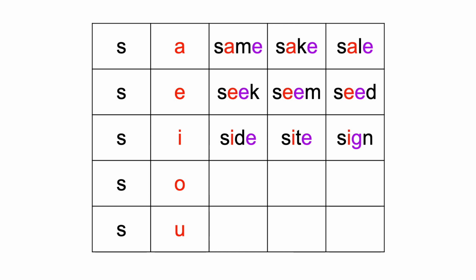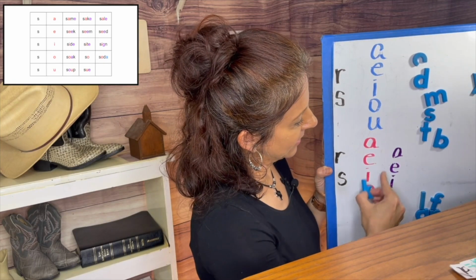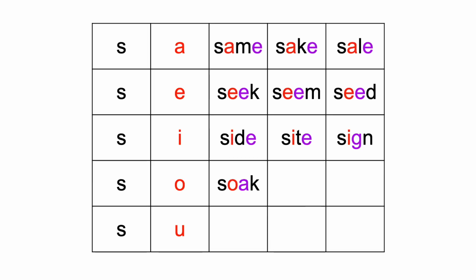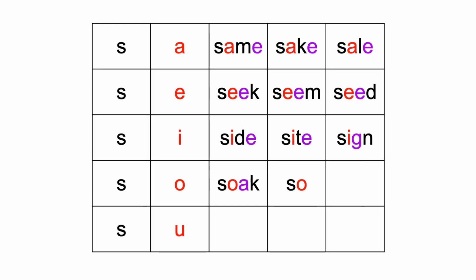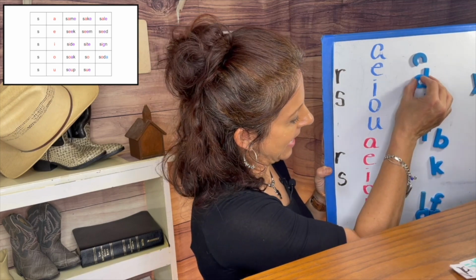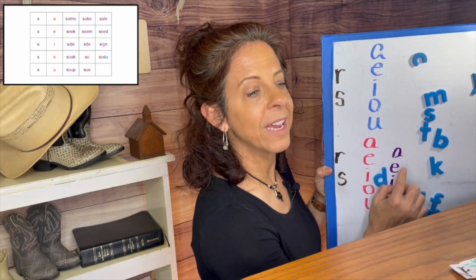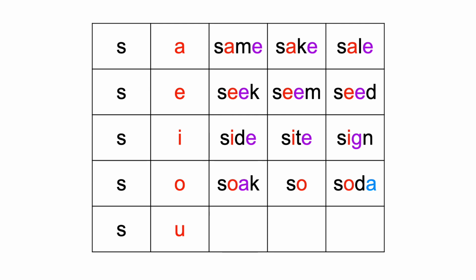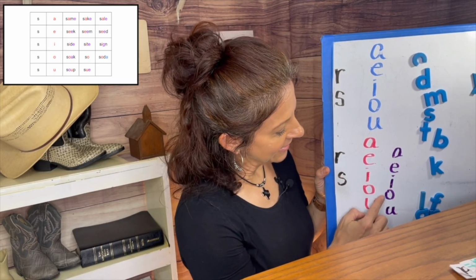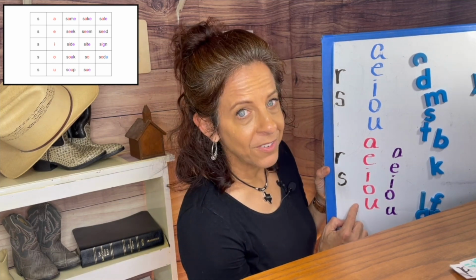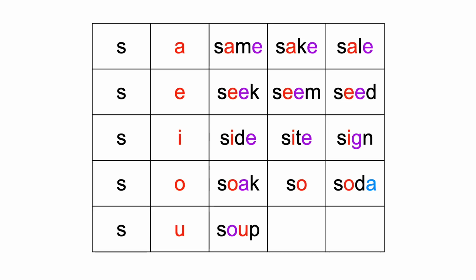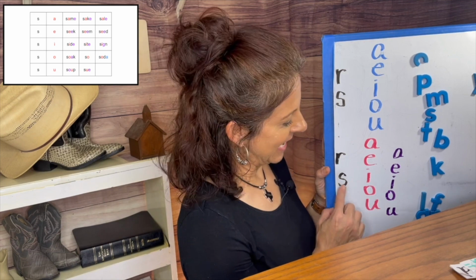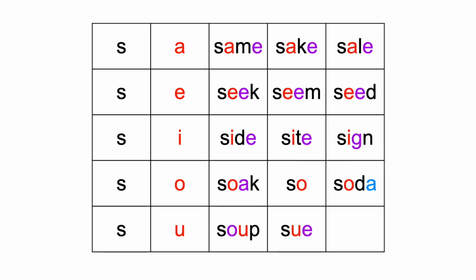Soak. S-O-A-K. Soak. S-O, so. Soda. S-O-D-A. Soda. Soup. S-O, this one comes first. S-O-U-P. Soup. And S-U-E. Sue. Lots of R and S words.